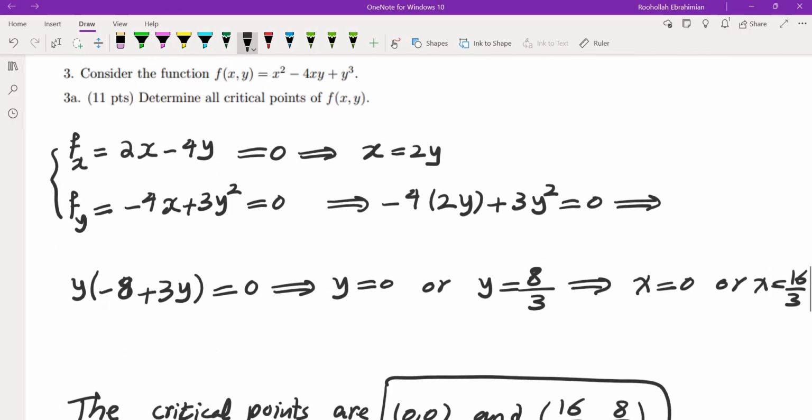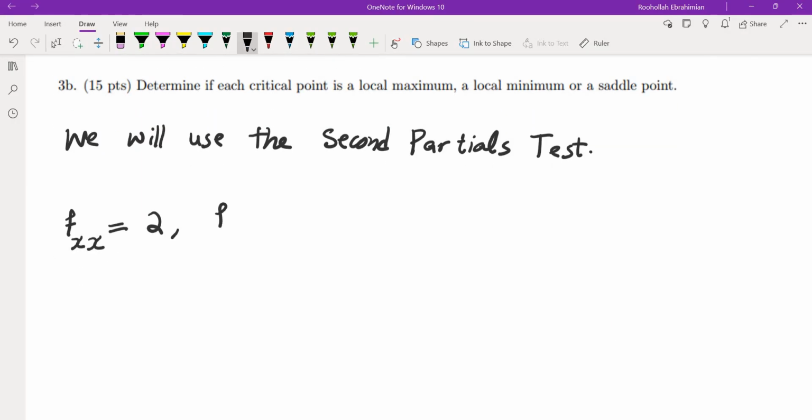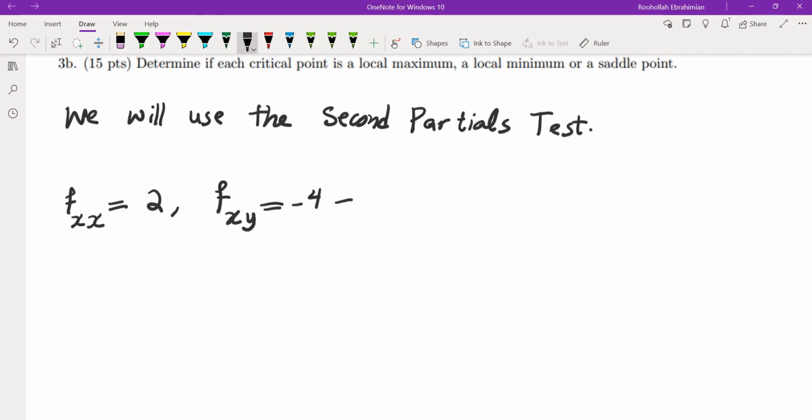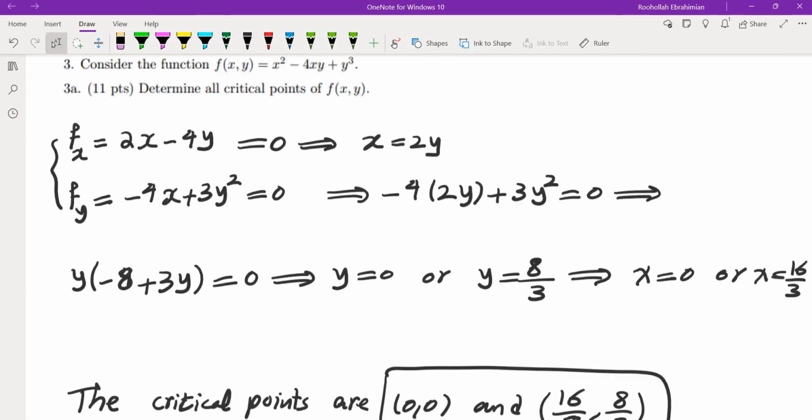So let's find the second derivatives. The derivative of fx with respect to x is 2. The derivative of fx with respect to y is negative 4. If you take the derivative of this one with respect to y, we get negative 4. The derivative of fy with respect to y is 6y, and this is, of course, also fyx. Fyy is 6y, as the second derivative with respect to y is 6y.